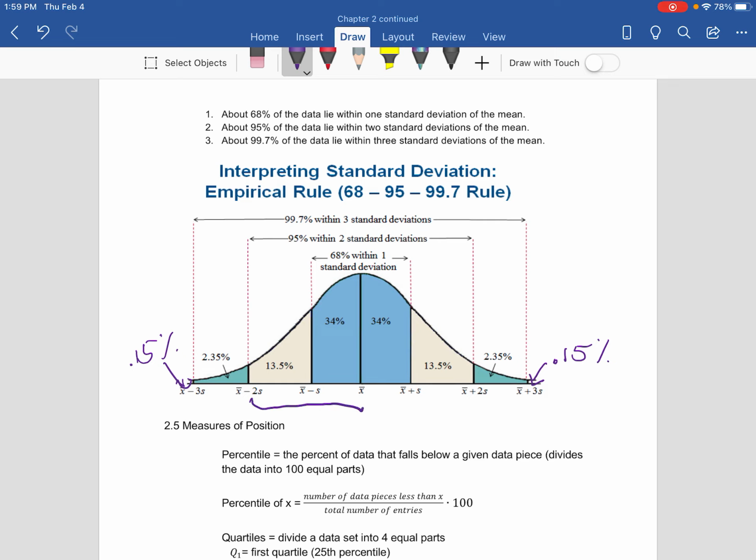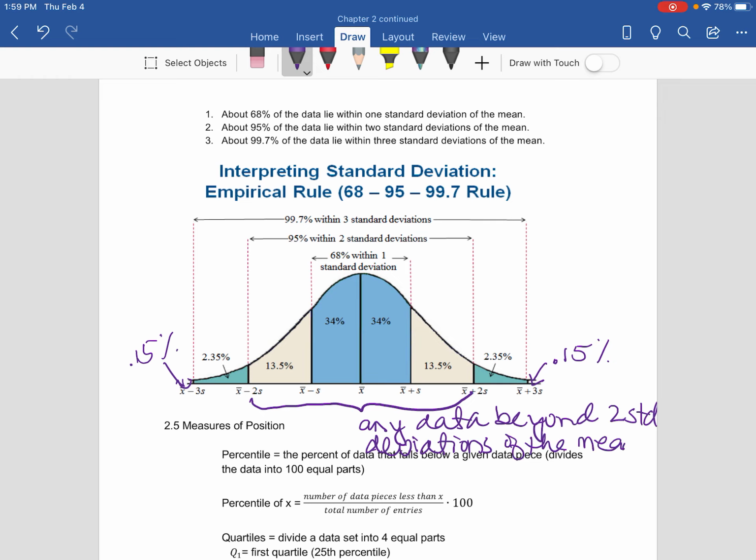Anything outside of two standard deviations, any data beyond two standard deviations of the mean is unusual. So you'll be asked, is the data piece unusual? Well, figure out what the range is for two standard deviations above and below. If your data piece is outside of that range, then it's unusual.